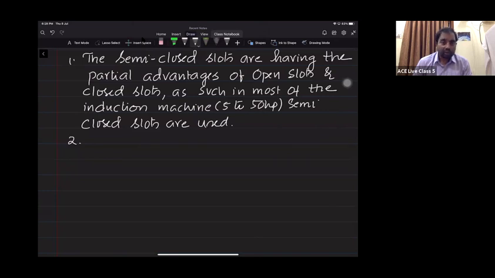So in order to eliminate the need of a starter for low HP motors, we use the so-called closed slots. Then you may have a doubt: sir, how can closed slots reduce the starting current or eliminate the need of a starter? See, if I approximate the starting current as of now, it is the voltage divided by the impedance, resistance plus reactance.